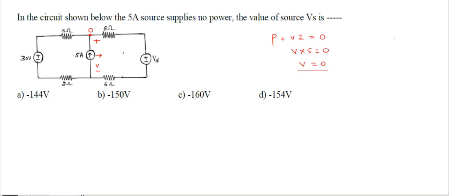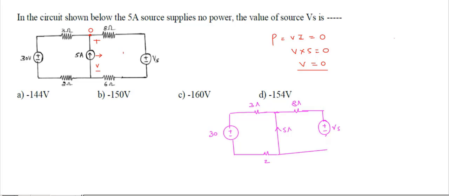Simply I redraw the circuit with plus or minus 30 volts. Here I have 3 ohms, here I have 2 ohms. Simply this is a short circuit. I have a 5 ampere source, 8 ohms here, plus or minus Vs, and a 6 ohm here.